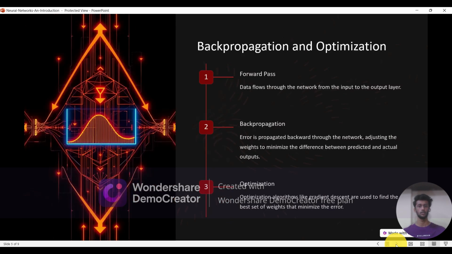Next is backpropagation and optimization. First is the forward pass. Data flows through the network from the input to the output layer. Second is backpropagation. The error is propagated backward through the network, adjusting the weights to minimize the difference between the predicted and actual outputs. Third is optimization. Optimization algorithms like gradient descent are used to find the best set of weights that minimize the error.